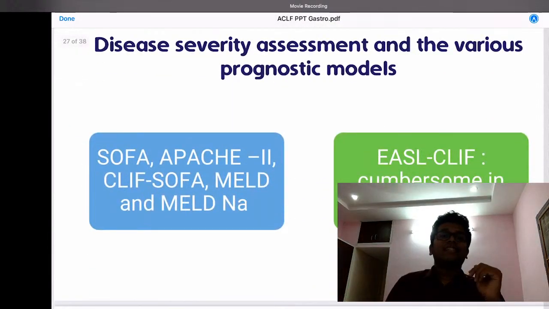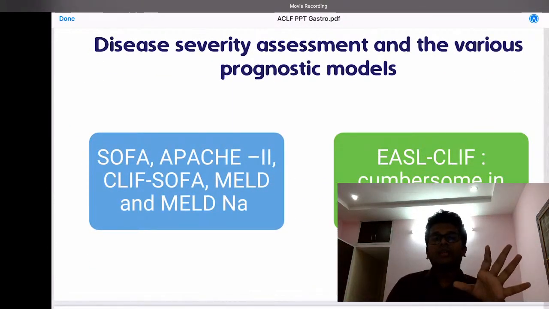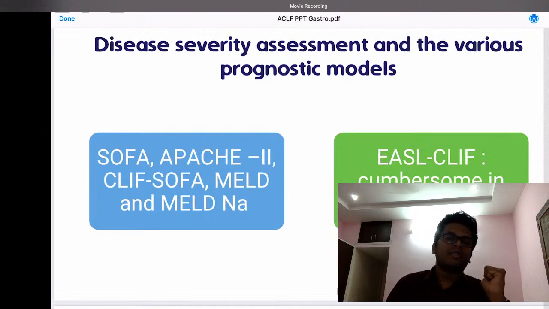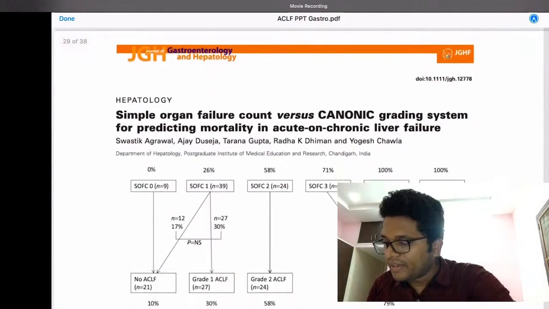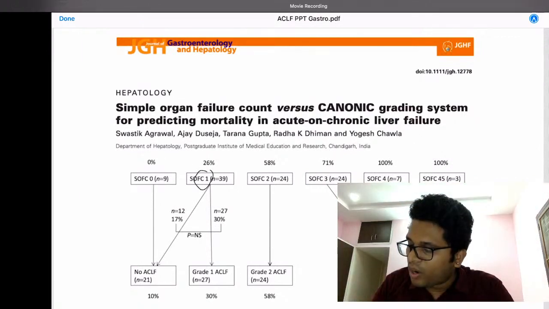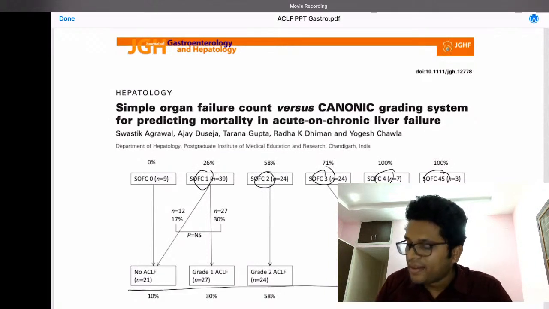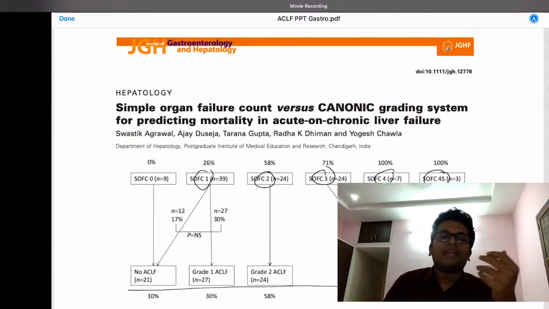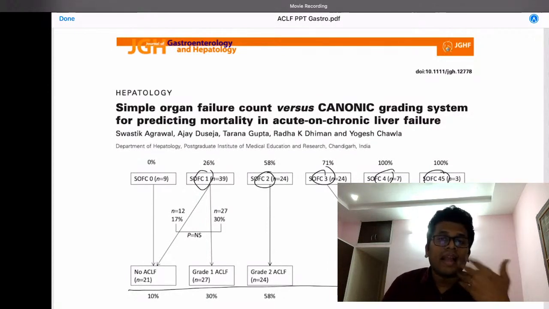Now, there are disease severity assessments and various prognostic models like SOFA, APACHE II, CLIF-SOFA, MELD, and MELD sodium. And CLIF is used, but however, it is cumbersome in general practice. Considering all this, recently there was an Indian study which came up with SOFC, that is simple organ failure count, to say that based on number of organ failures, whether it is 1, 2, 3 or more, you can classify the patients as no ACLF or grade 1, 2, 3 ACLF. There was significant correlation with the CANONIC grading system.